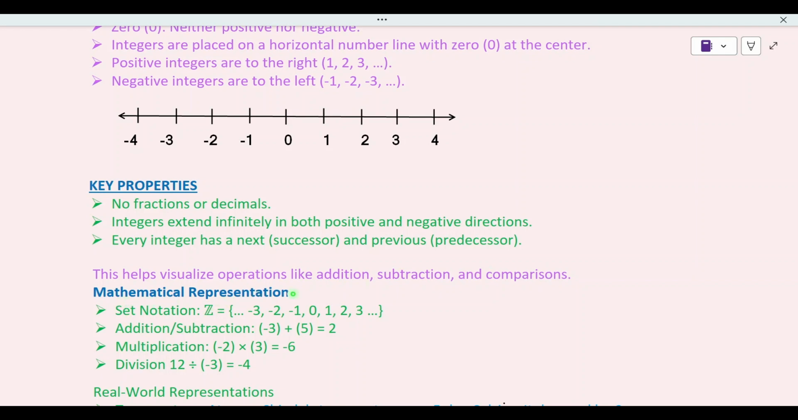Mathematical representation in the form of set notation Z, and addition and subtraction can be performed like this: -3 added to 5 becomes 2. Multiplication: -2 multiplied by 3 becomes -6. 12 divided by -3 becomes -4.